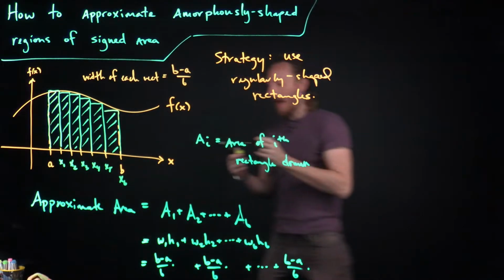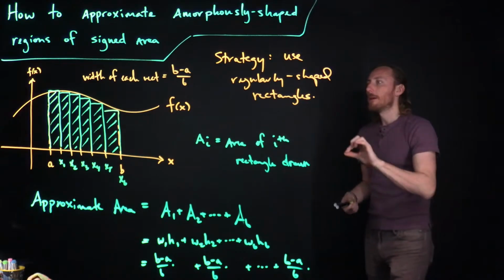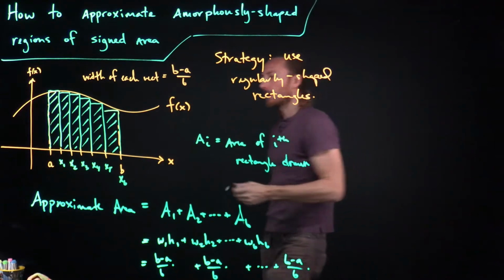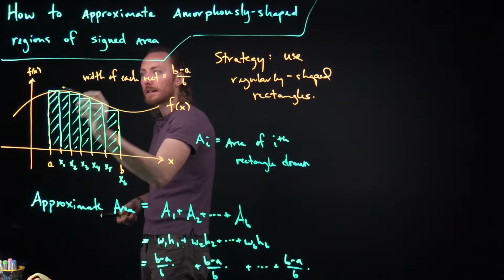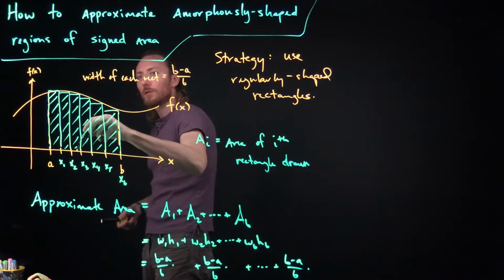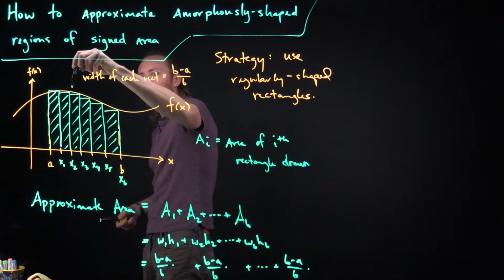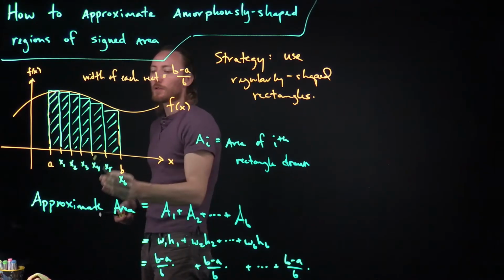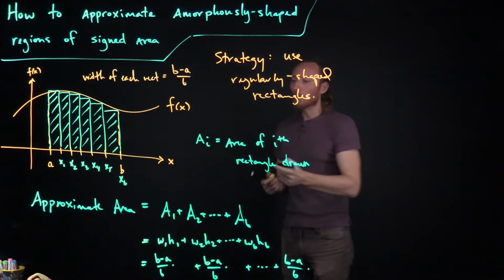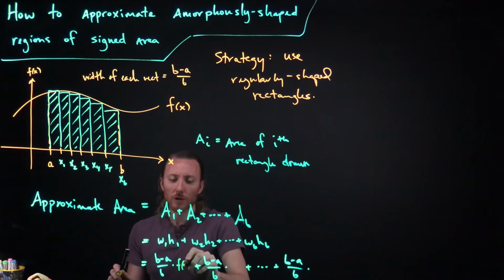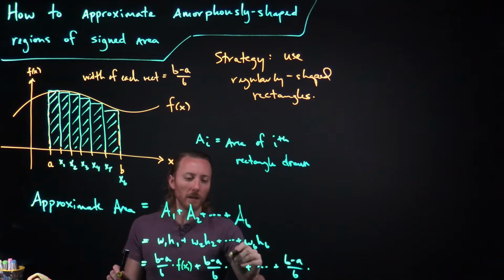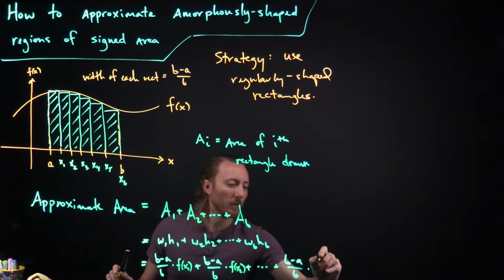These were each of the x coordinates where we evaluated the function. At x1, we evaluated up to the function at f of x1. At x2, we evaluated up to the function at f of x2, and so on. And so what was the height of our first rectangle? The height of our first rectangle was just f of x1. The height of the second rectangle was f of x2. And the height of the last rectangle was f of x6.